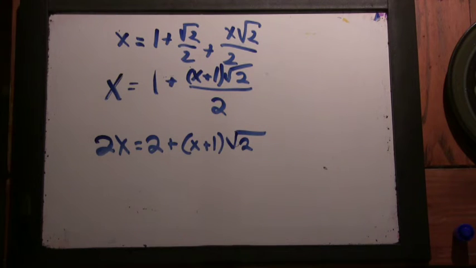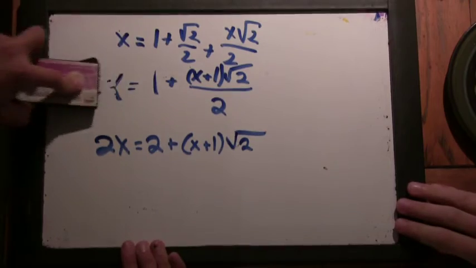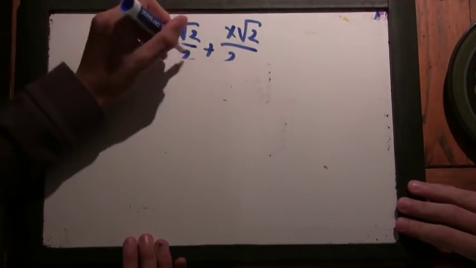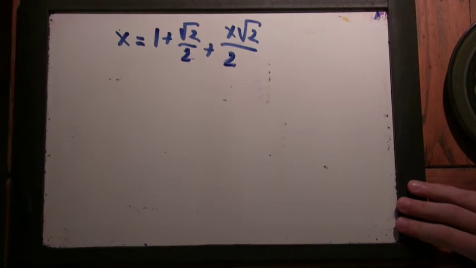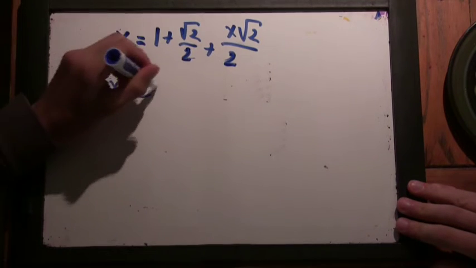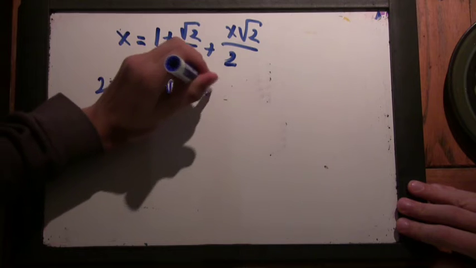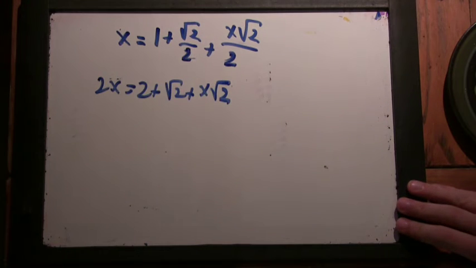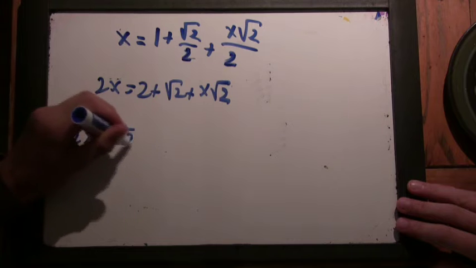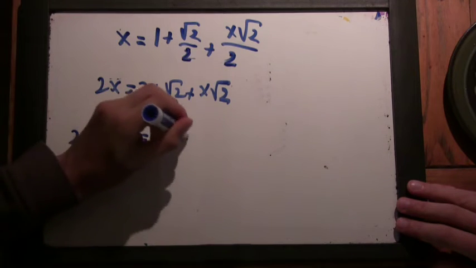So, I guess what I would do instead of combining the root 2 term, I would move the x's to one side. Okay, well multiply by 2 first. Yeah. Just get rid of the fractions. So 2x equals 2 plus root 2 plus x root 2. All right. So if you multiply by 2 first, then you have a slightly easier thing to work with. Yep. Okay. So then we have 2x minus x root 2 equals 2 plus root 2.